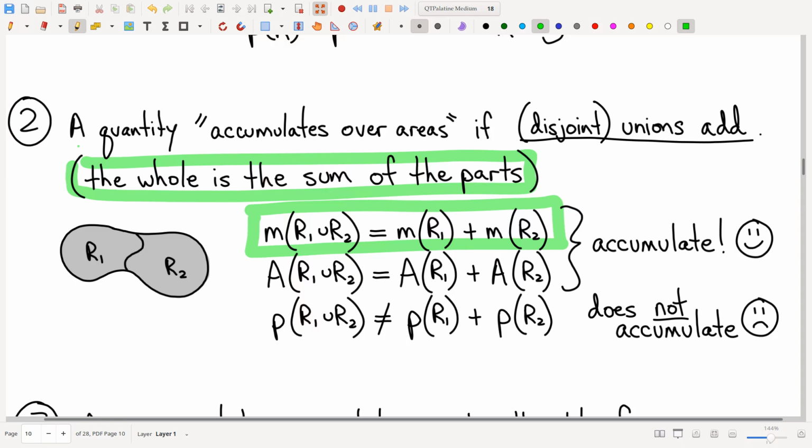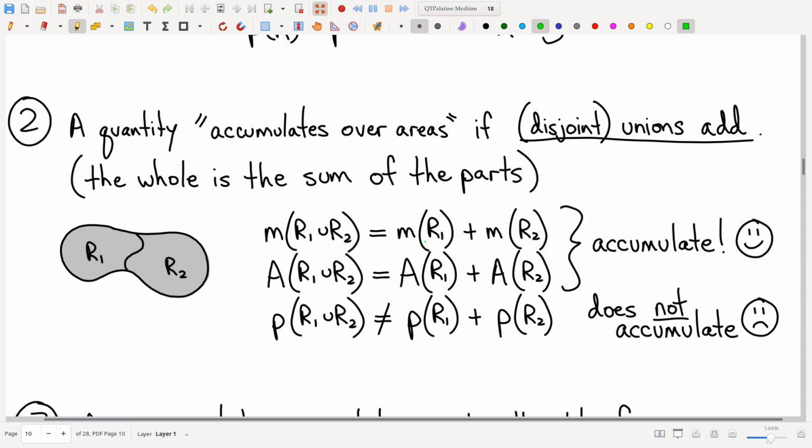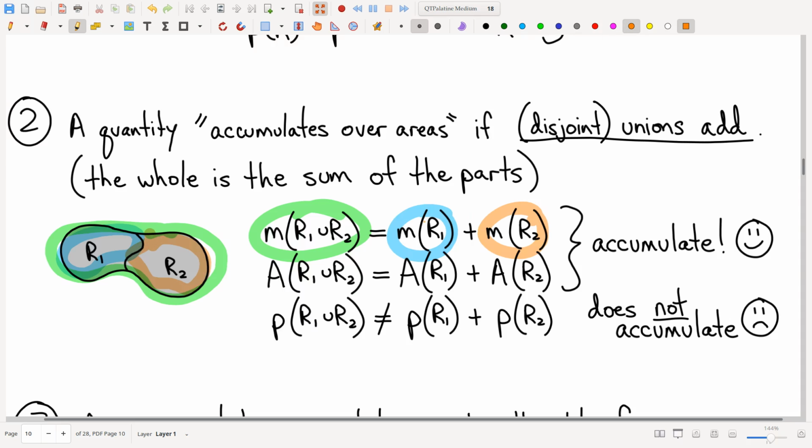Well, of course it is. That's how mass works. So this is an accumulating quantity. This is what we mean by an accumulating quantity. The whole is the sum of the parts, and literally the mass of the whole is the sum of the mass of the left part plus the mass of the right part. So the sum of the parts. Everybody see what I mean by that?